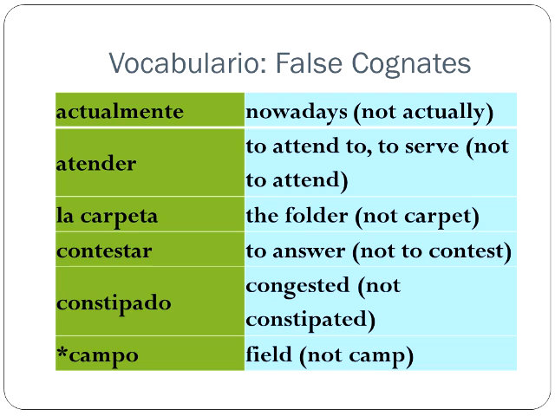Okay. We have actualmente, which means nowadays, and not actually. See how we would get confused and we would think it means actually. But it actually means nowadays. And then we have atender, to attend, to serve, not to attend. I'm sorry, it's to attend to. La carpeta, another false cognate, actually means the folder, not carpet.